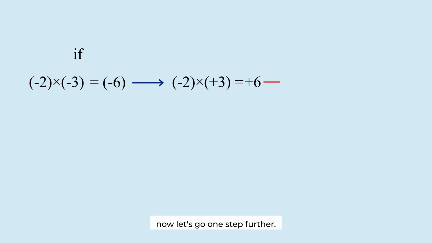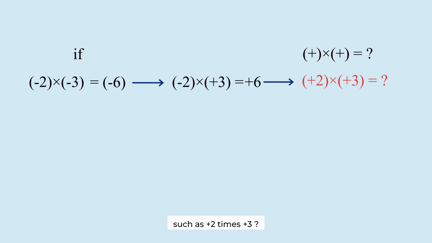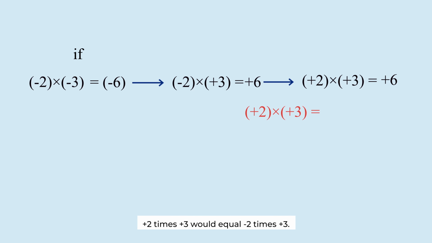Now, let's go one step further. What about a positive times a positive, such as plus 2 times plus 3? The result must be positive or negative. So, this must equal either plus 6 or minus 6. What if this value is plus 6? In that case, plus 2 times plus 3 would equal minus 2 times plus 3.